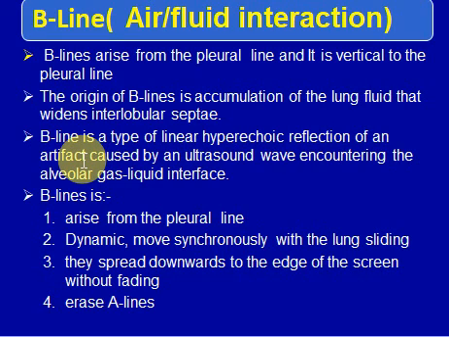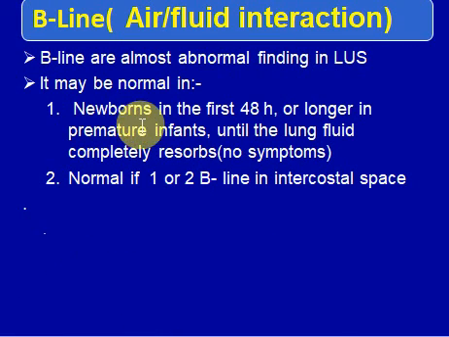B line is a type of linear hyperechoic reverberation artifact. It arises from the pleural line, is dynamic, and moves synchronized with lung sliding. They spread downward to the edge of the screen without fading, erasing the A line. B lines are almost always an abnormal finding in lung ultrasound. They may be normal in the neonate in the first 48 hours, or if there are one or two lines in an intercostal space.